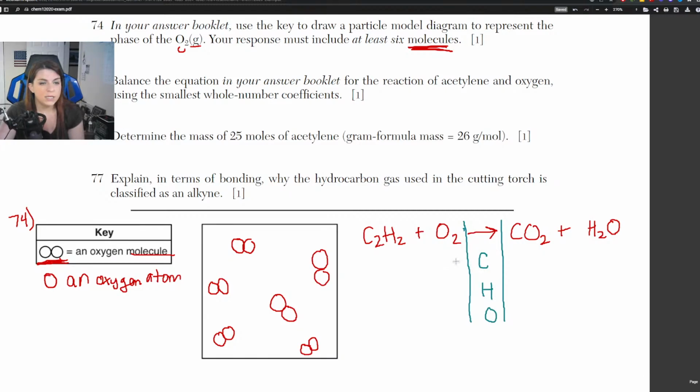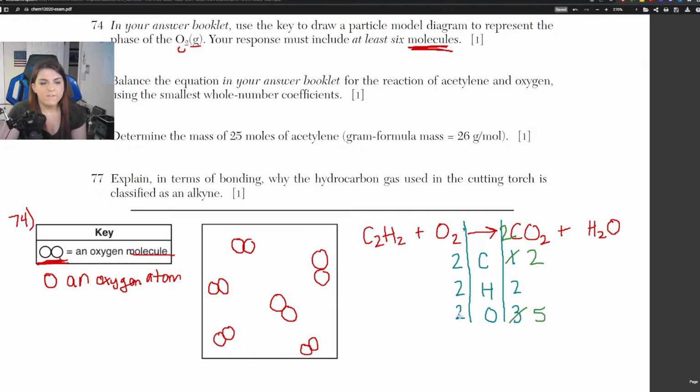On the reactant side here, I have 2 carbons, 2 hydrogens, and 2 oxygens. And on my product side, I have 1 carbon, 2 hydrogens, and 3 oxygens: 2 from the carbon dioxide and 1 from the water. Then we have to get everything to be the same. So I will put a 2 out in front of the carbon dioxide. That will give me 2 carbons. It will also change the number of oxygens. So I have 4 within the carbon dioxide plus 1 from the water, giving me 5 in total.